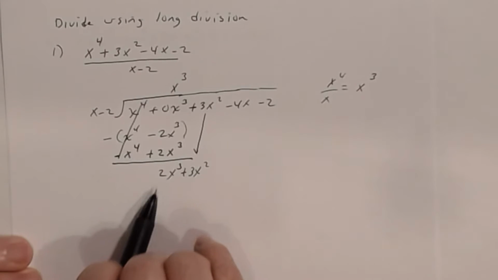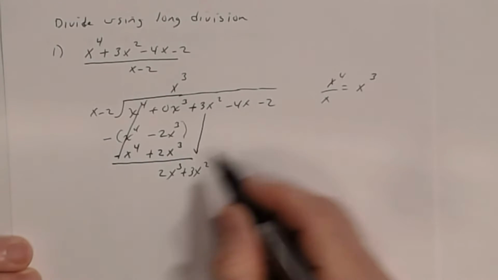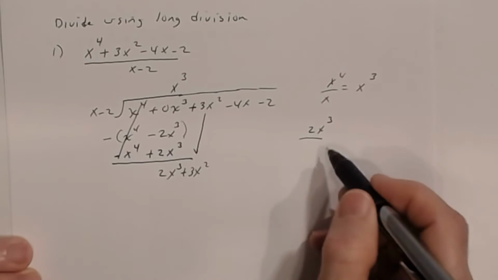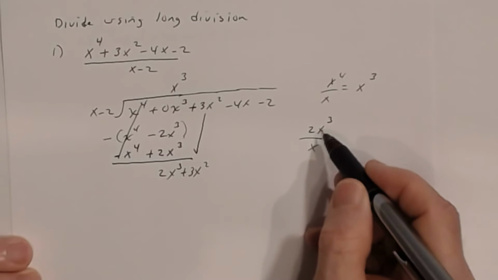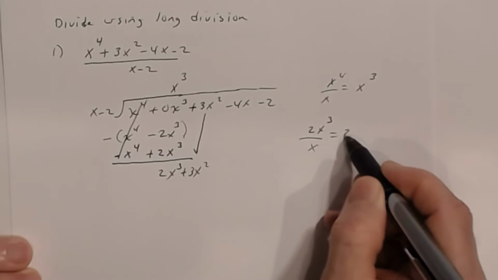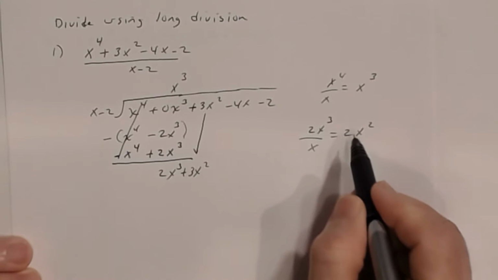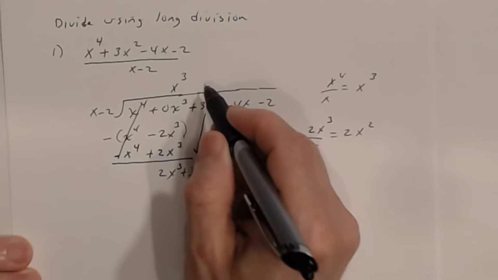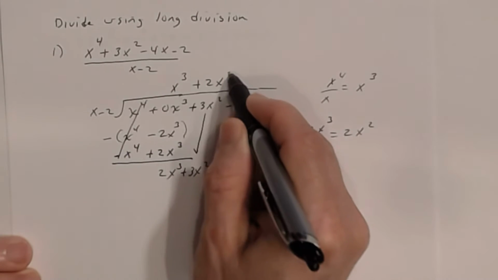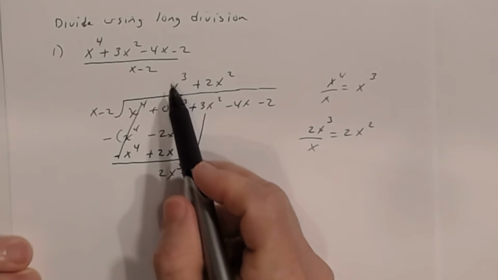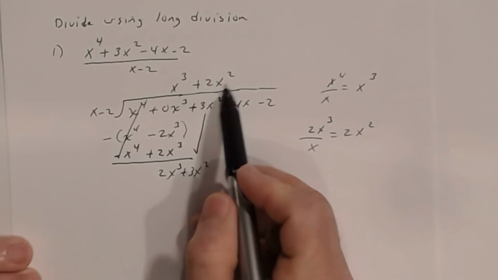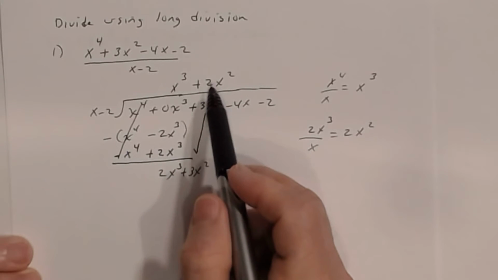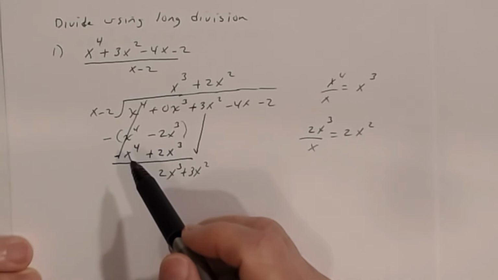First into first. So you're saying 2x cubed divided by x. When I simplify this, that's going to be 2x squared. So I'm going to take this 2x squared and put it above the x squared term here. So plus 2x squared. And then just like you did with x cubed, you're going to do the same thing with 2x squared. You're going to multiply by the divisor. 2x squared times x is 2x cubed.